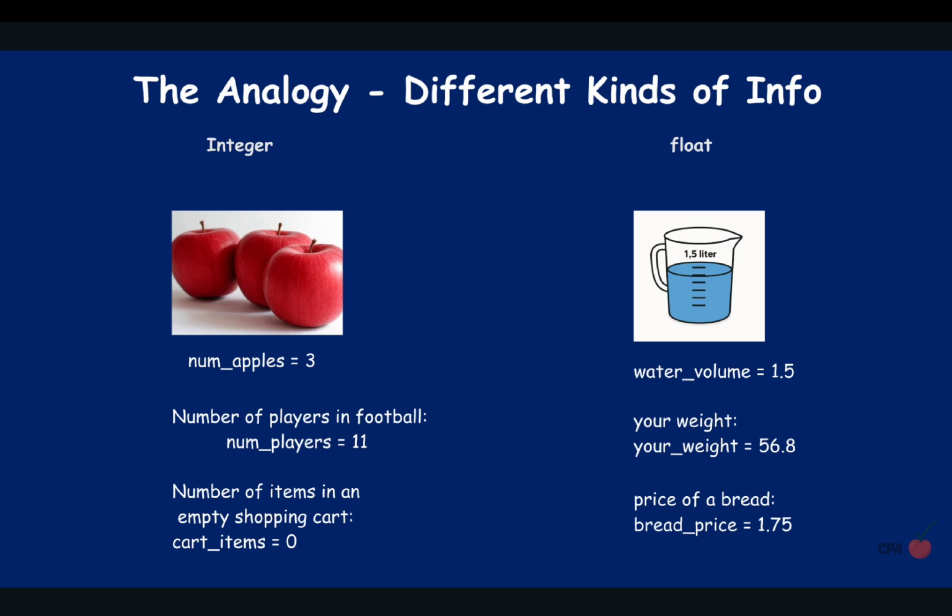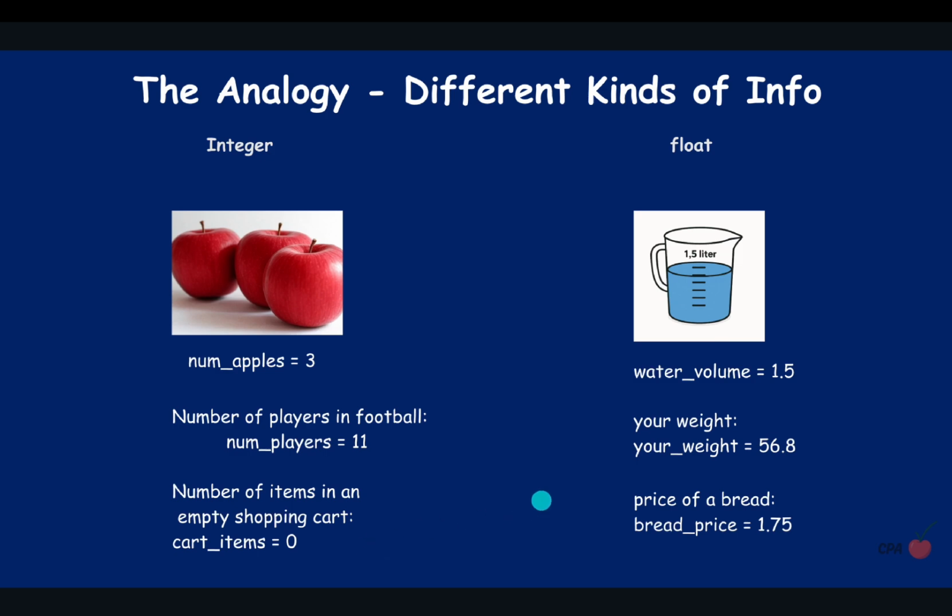So on the left, we have the whole numbers, also called integers. So the number of apples, you count them one, two, or in this picture, three. So they are whole numbers. In Python, they're called integers. Or for example, number of players in football equals 11. Remember, we are assigning 11 to this variable name. This is a whole number, or from now on, we will call them integers. Or number of items in an empty shopping cart, it could also be zero. Zero is also a whole number.